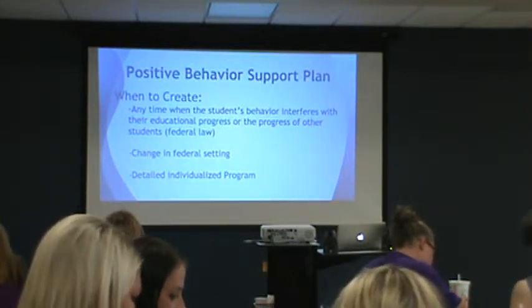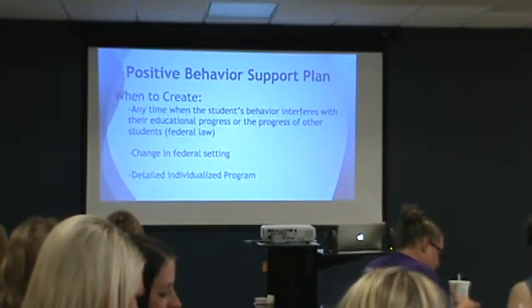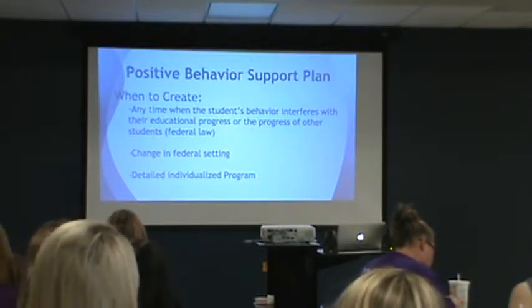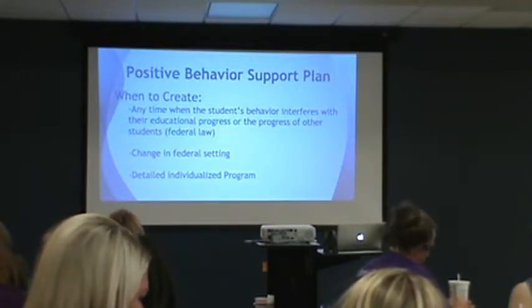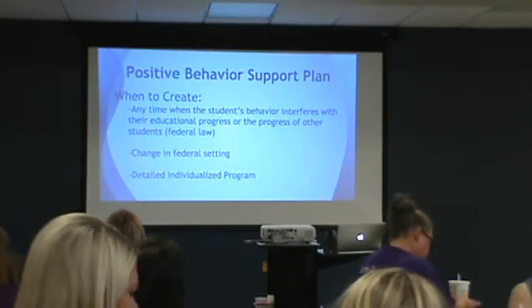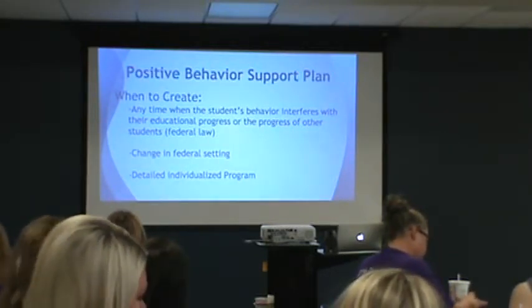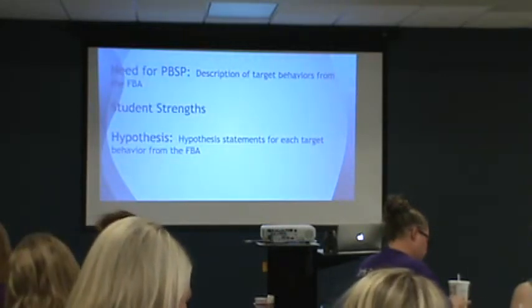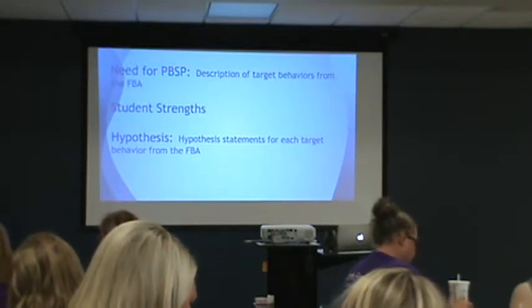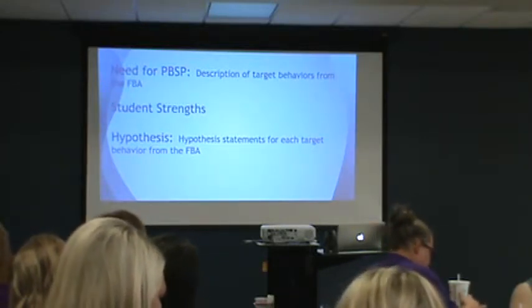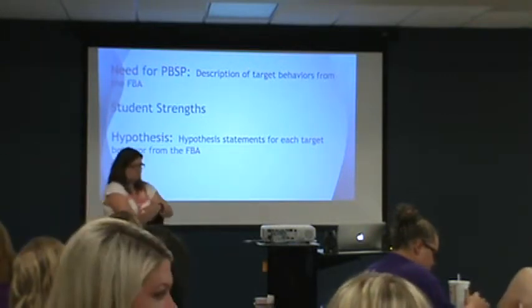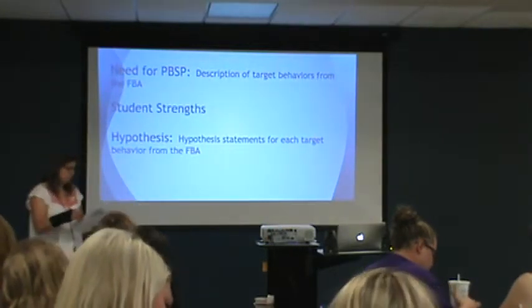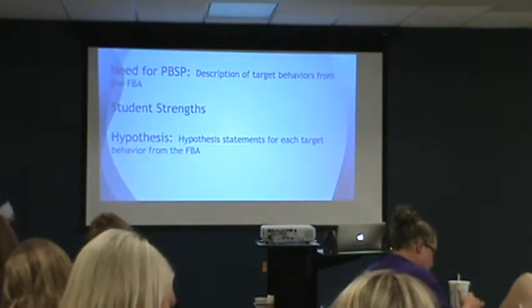Anytime there's a significant change in a student's behavior that is affecting safety, you might need to address that quickly with this as well. Maybe when there's a change in their placement setting, or when you need a detailed and individualized program. We're just going to briefly go through the sections of the positive behavior support plan. The first one is to indicate the need for this plan. You would want to reflect on the FBA and use the description of target behaviors from that, and any other relevant information as to why you're creating this plan.